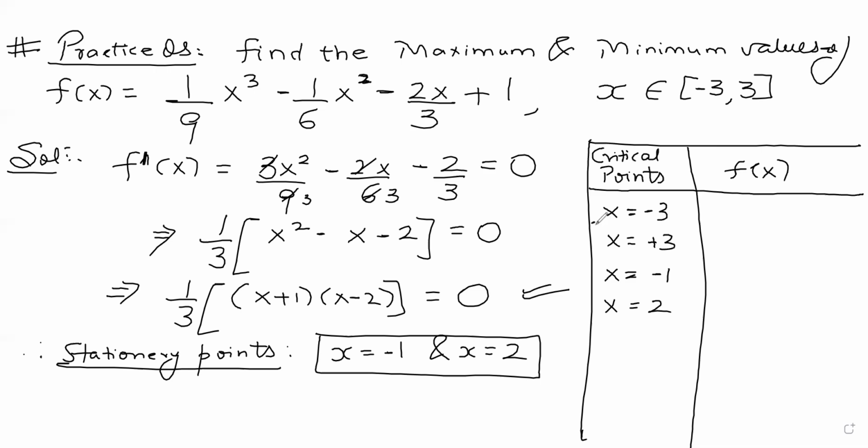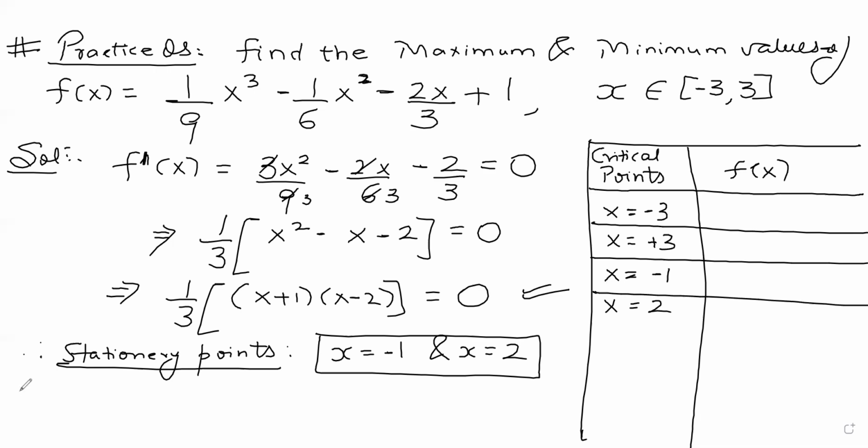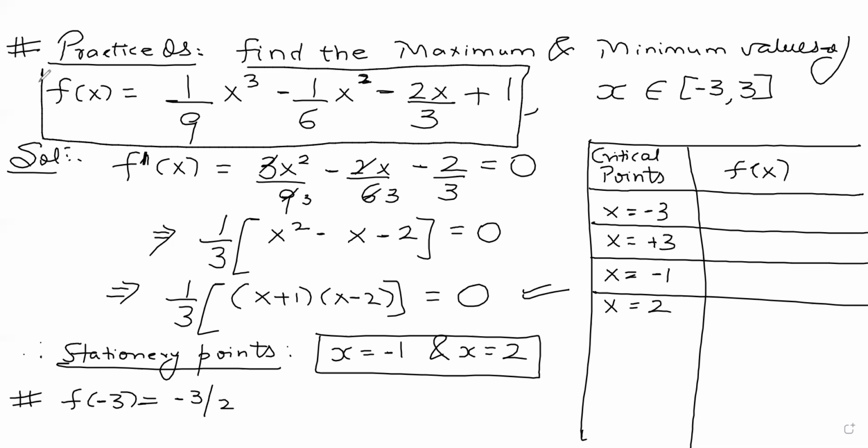Now, can we quickly evaluate the function at all these points? So put x equal to minus 3 in the function. Clearly you can cross check guys, f of minus 3 comes out as minus 3 by 2. Similarly, you can check that f of plus 3 is going to come out as half.